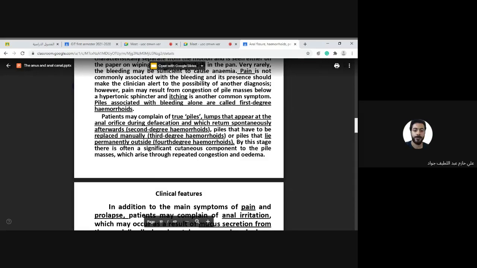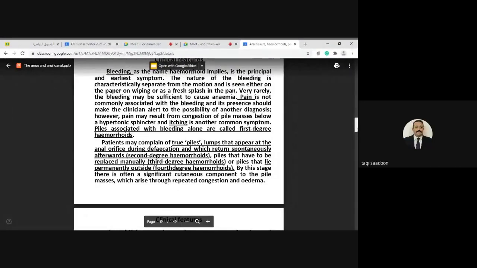Once hard feces with constipation and straining at defecation occur, causing ulceration of the mucosa and causing bleeding, just a few drops of blood.